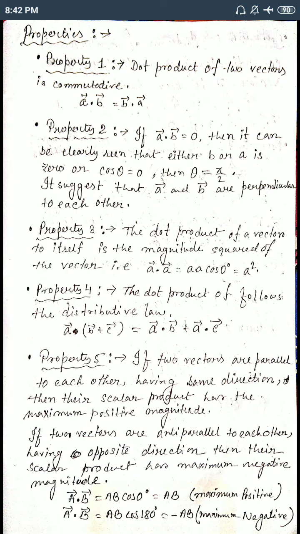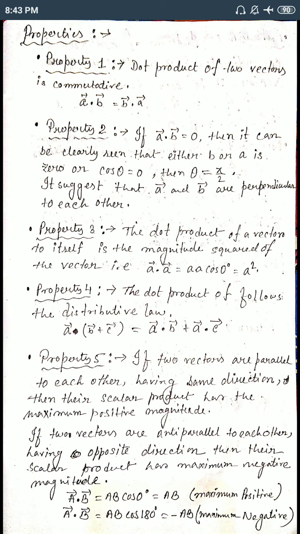Okay. Property number 3: the dot product of a vector with itself. In property number 1 and 2 we considered two different vectors A and B, but now if we choose the same vector, A dot A, the dot product of a vector with itself, then what do we get? A dot A equals magnitude of A into A, and that means the angle between the two vectors will be 0 degrees, cos 0 value 1. So we get the square of its magnitude.